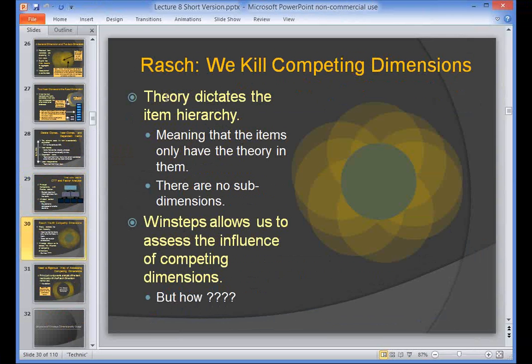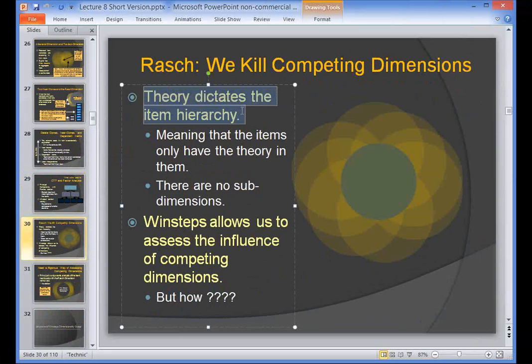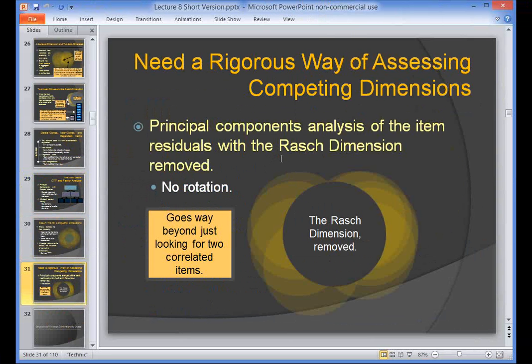Okay, so remember, the theory is going to dictate the item hierarchy. We want the item hierarchy to be the only thing that exists in the data. How can we systematically assess whether the item hierarchy, whether the theory, is the only thing that's going to be measured by the items? And the answer to this question is that we do a principal components analysis of the item residuals with the Rasch dimension removed. All right. I'll say it again. We do a principal components analysis of the item residuals with the Rasch dimension removed, with no rotation.